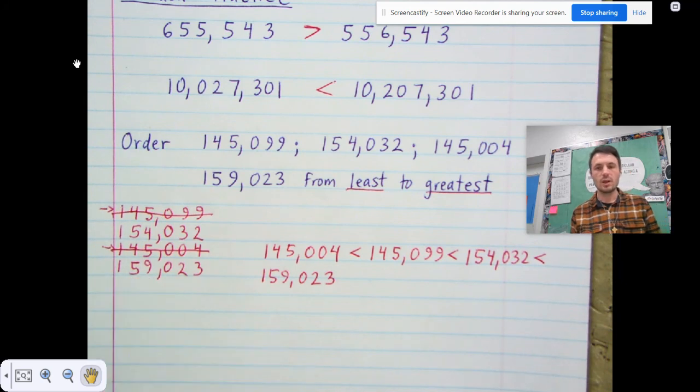Okay? And that's how you order numbers from least to greatest, or it could be greatest to least. That's how you compare numbers and use place value and the symbols greater than, less than, and equal to in order to find out which numbers are larger and which numbers are smaller.